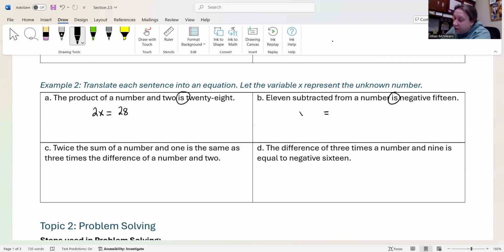The number needs to go first. We don't know what it is. We're going to call it x. From x, we're going to subtract 11, and then that has to equal negative 15. Okay? So again, subtraction, be extra, extra careful.